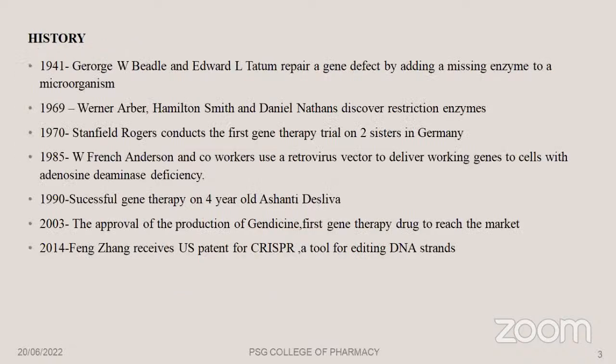Now, let's have a look at the history of gene therapy. In 1941, George and Edward repaired a gene defect by adding a missing enzyme to a microorganism. Werner, Hamilton, and Daniel discovered the restriction enzymes, which cut the DNA at specific sites. In 1970, Stanford Robbins conducted the first gene therapy trial on two sisters in Germany. In 1985, W. French Anderson.